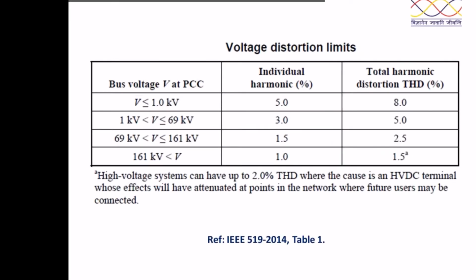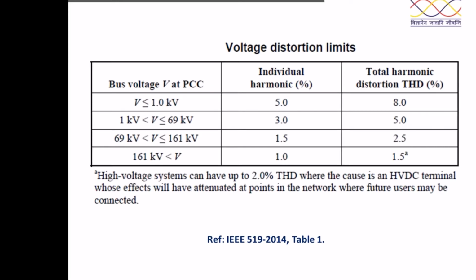What are the voltage distortion limits? Again, for 69 kV to 161 kV, for individual harmonics we talk about a distortion of about 1.5%, and the total harmonic distortion is about 2.5%. Throughout my lecture, THD is referred to for the voltage, and TDD, the total demand distortion, is referred to for the total current distortion. THD in my lecture means the total harmonic distortion with respect to the voltage.